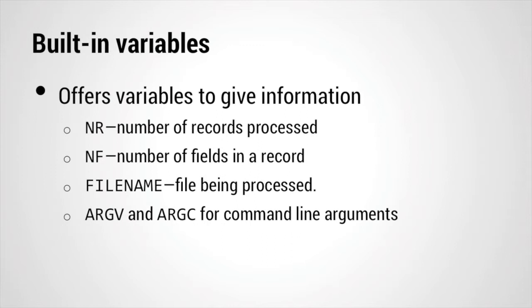NF, which contains the number of fields in the current record. FILENAME, which is pretty self-explanatory. It has the name of the input file that's currently being processed. So if there's another input file after the current one, then that variable will be updated when the current file is done processing. And in familiar fashion, we get ARGV and ARGC, which contain the list and count, respectively, of the command line arguments that were supplied when the awk utility was called.